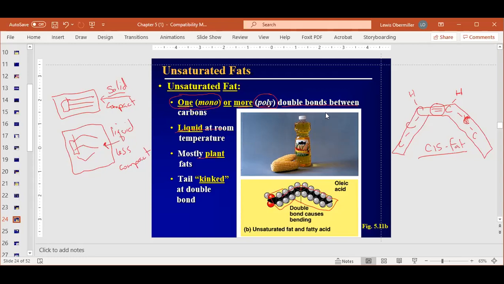Okay. So if you're a manufacturer of stuff like ice cream and things like that, you want your ice cream to be relatively solid. You don't want it to be liquidy. And so in order to do that, you would need to get animal fats. What do you think is easier to get more of? Plant fats or animal fats?